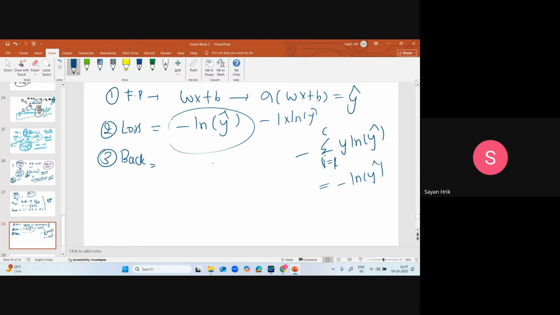Right. So then you do the backprop, right? For backprop, what do you do? You do a gradient descent, which is basically W_t is equal to W_(t-1), which is the previous weight, minus eta times the gradient of loss with respect to W_t.